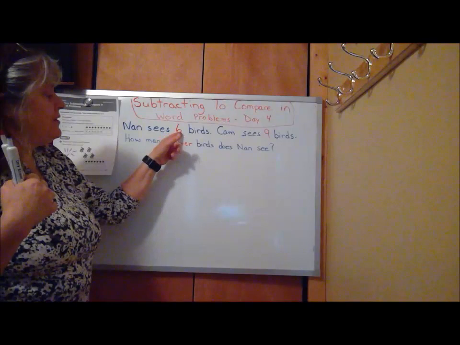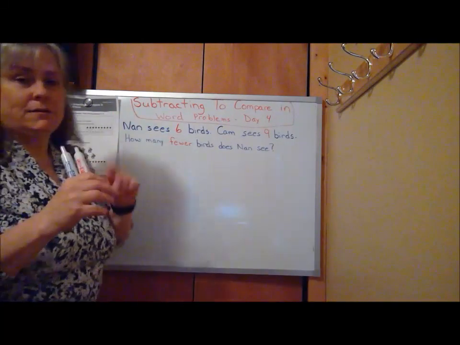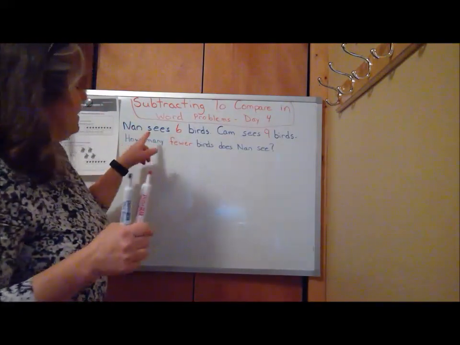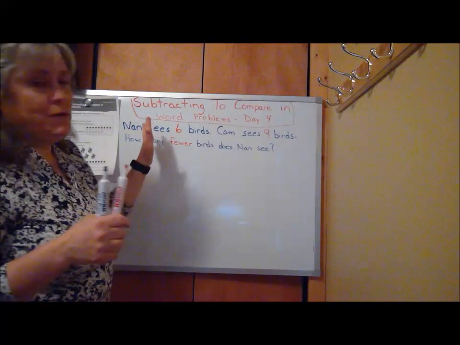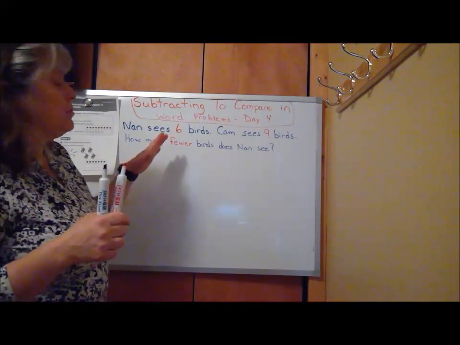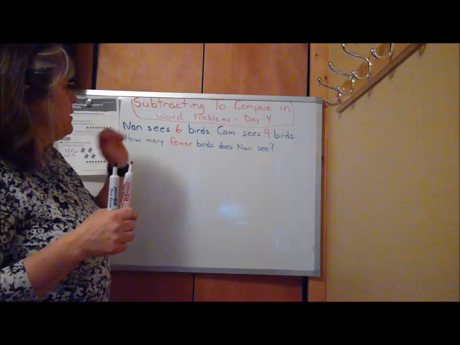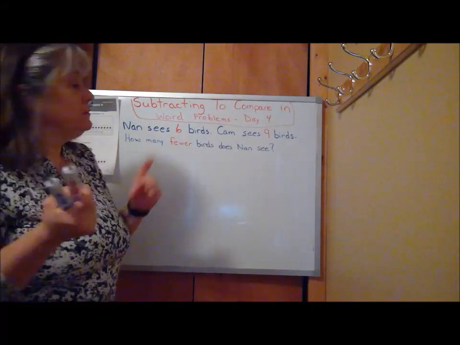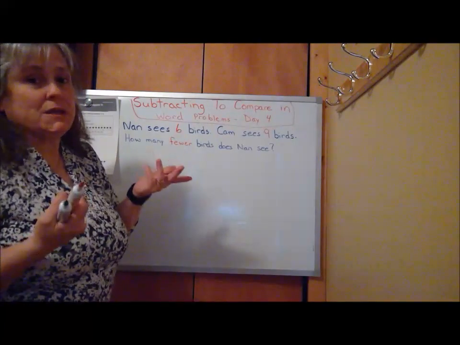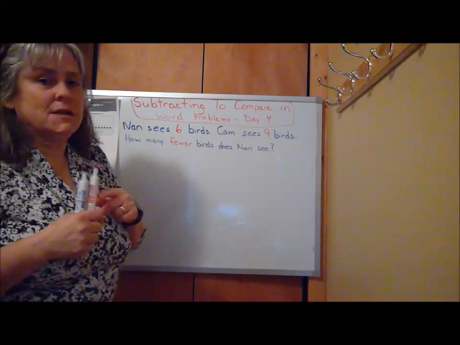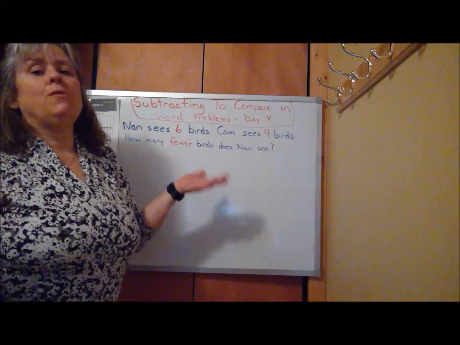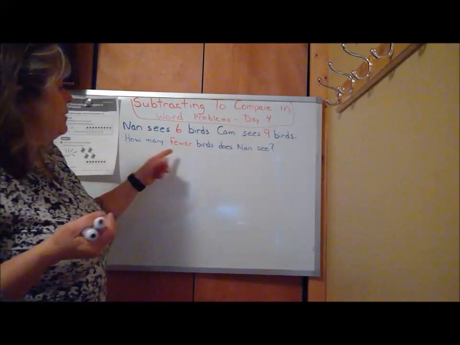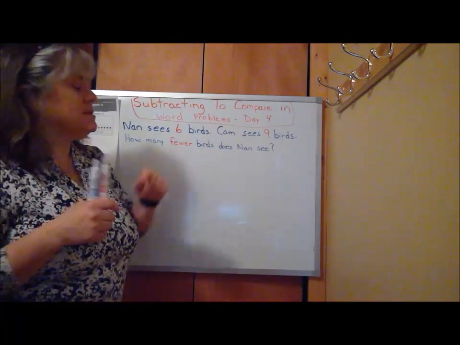Let me start this again. All right. So, what are we talking about? We're talking about birds, right? And we're talking about how many Nan sees and how many Cam sees. What do we know? We know that Nan sees 6, and we know that Cam sees 9. What do we want to know? We want to know how many fewer birds does Nan see.